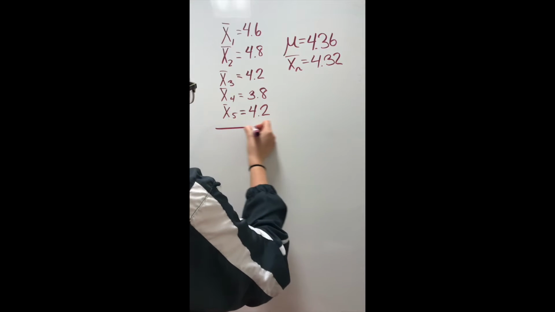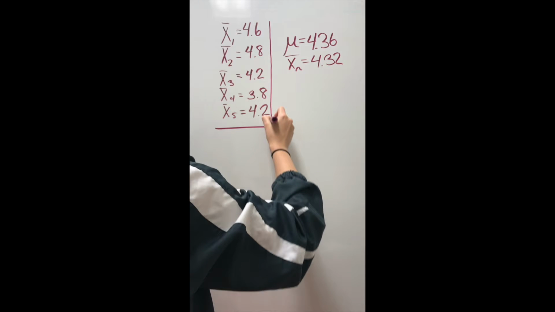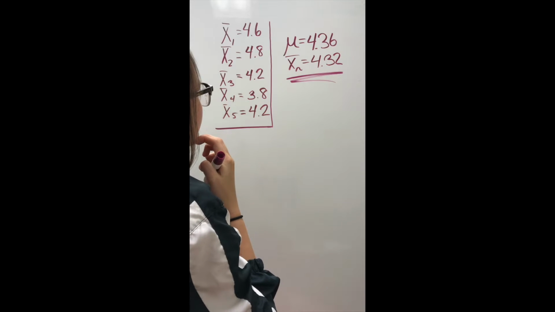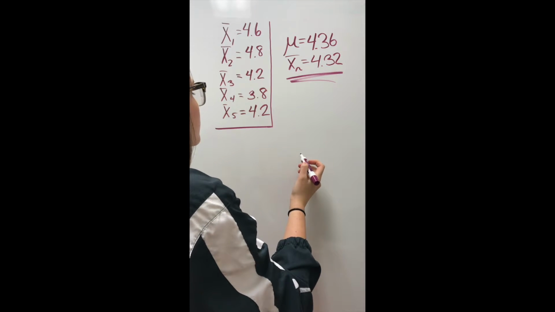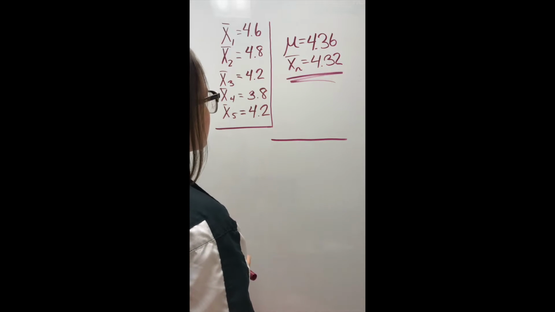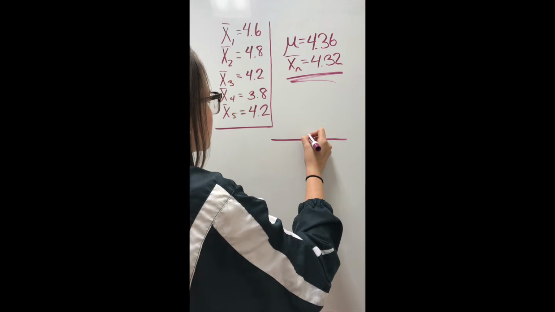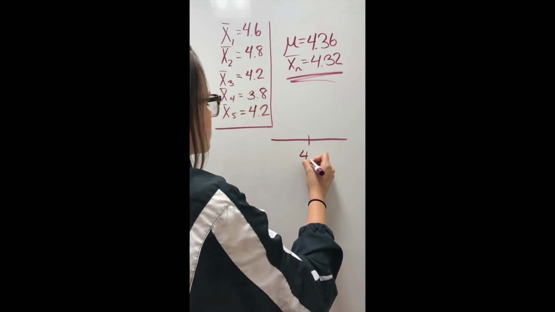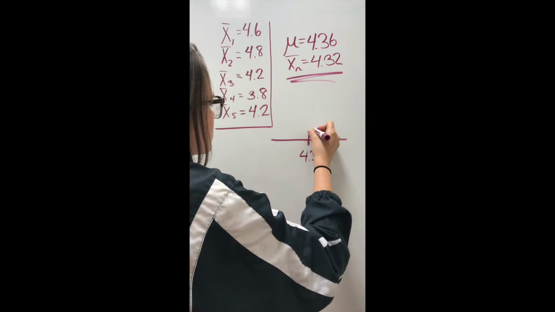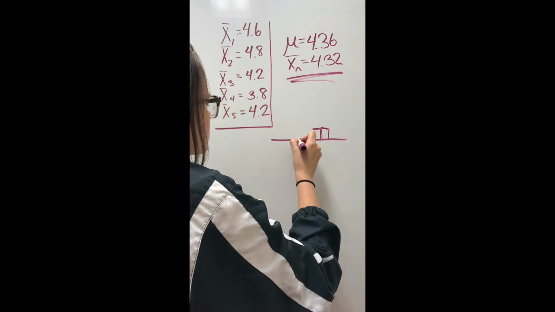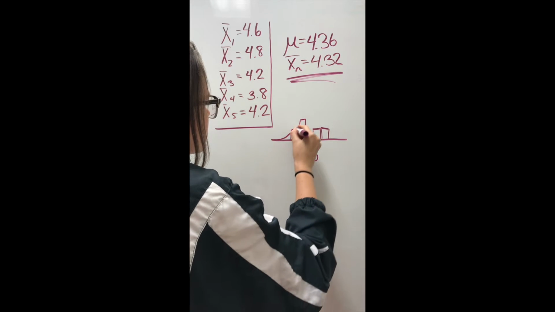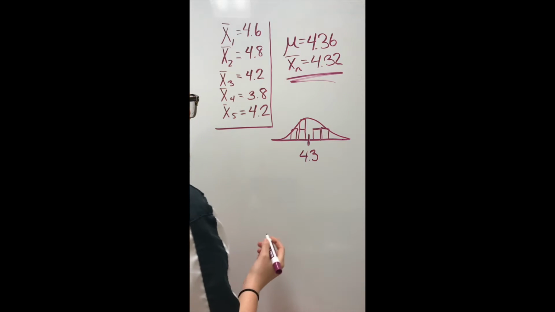Now I rewrote our means from each sample. This is just a reminder that our population mean is 4.36 and the mean of our sampling distribution is 4.32. So now we can start to graph the means and create our actual sampling distribution. We know the middle of the graph is going to be around 4.3, so we can label that there. Then we can start to plot the points. We have a 4.6, 4.8, 4.2, 3.8, and another 4.2. You can start to see the normal curve forming.